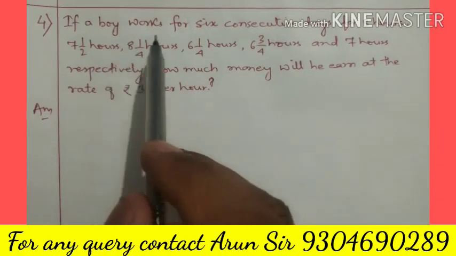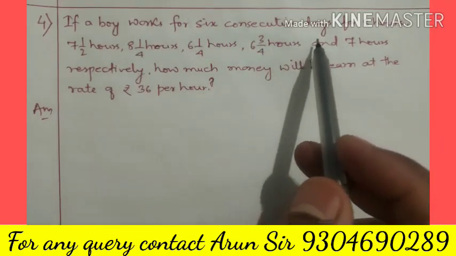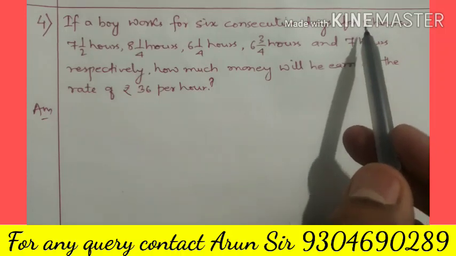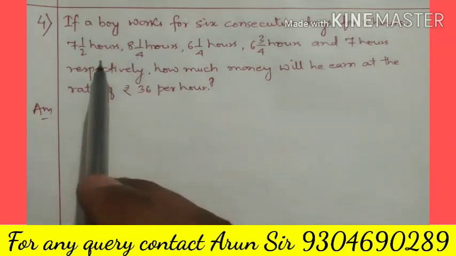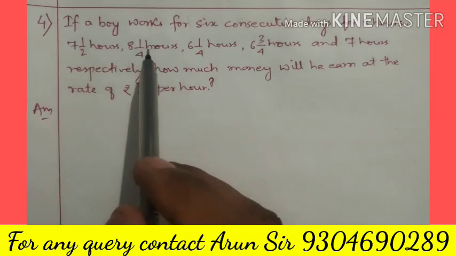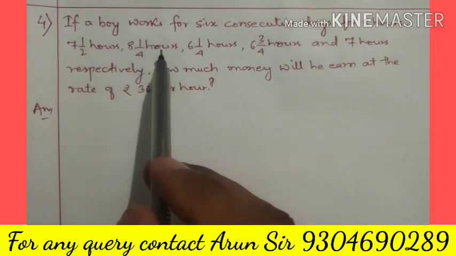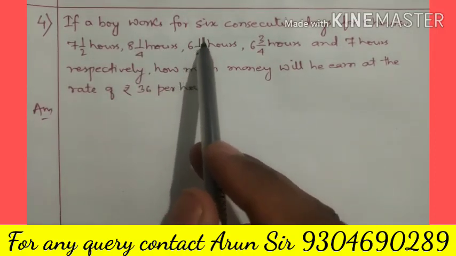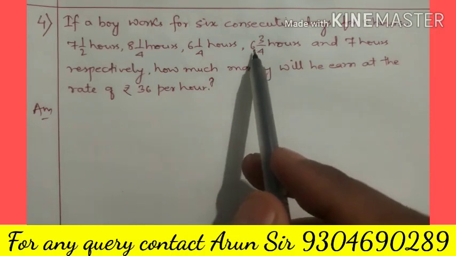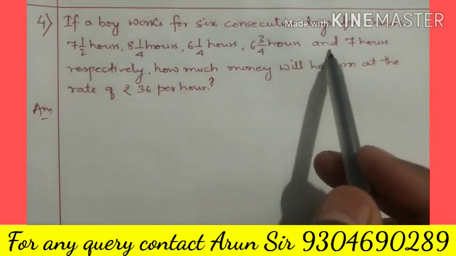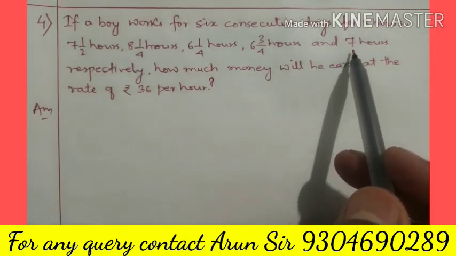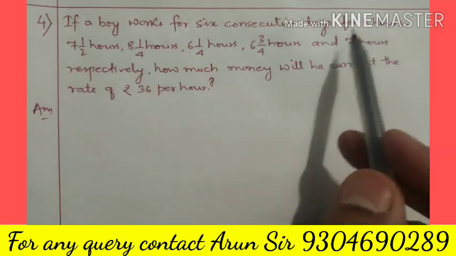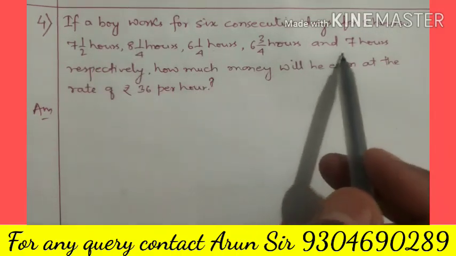If a boy works for 6 consecutive days, for the first day he worked 8 hours, second day 7.5 hours, third day 8 whole 1 by 4 hours, fourth day 6 whole 1 by 4 hours, fifth day 6 whole 3 by 4 hours, and at the last day he worked for 7 hours. This total he has worked for each and every day.